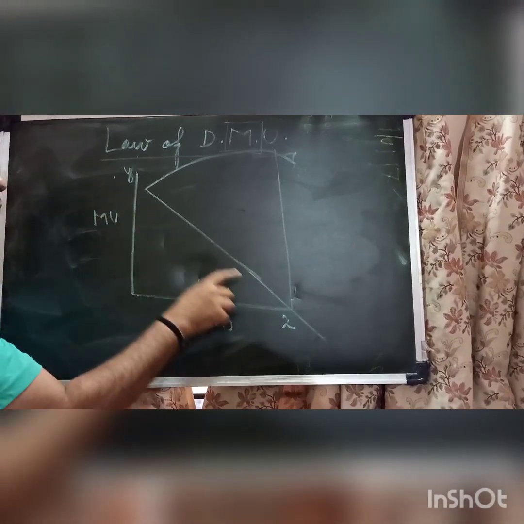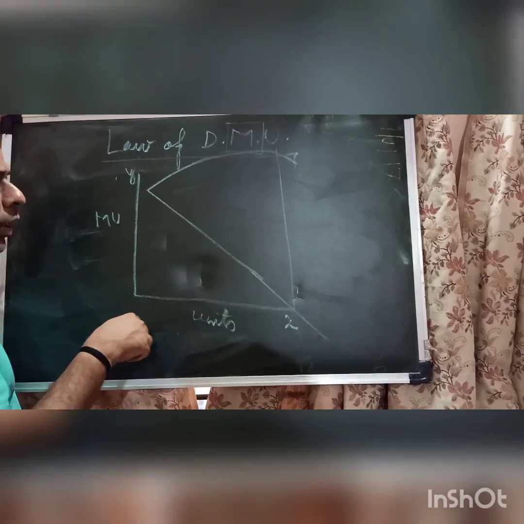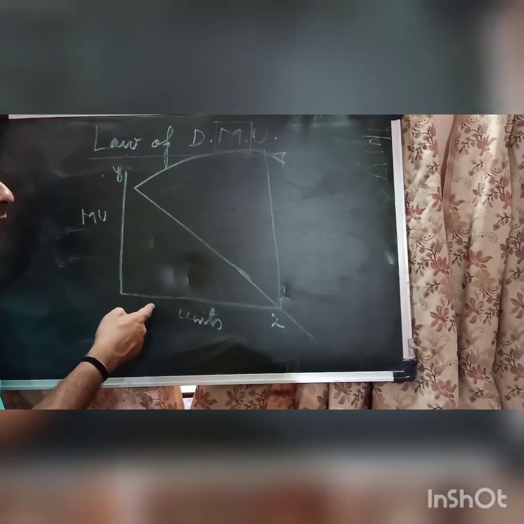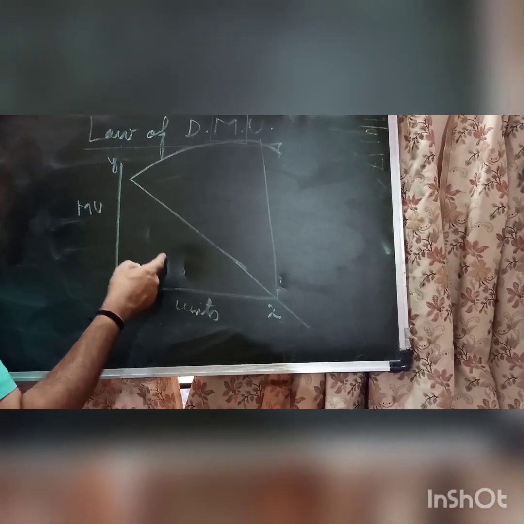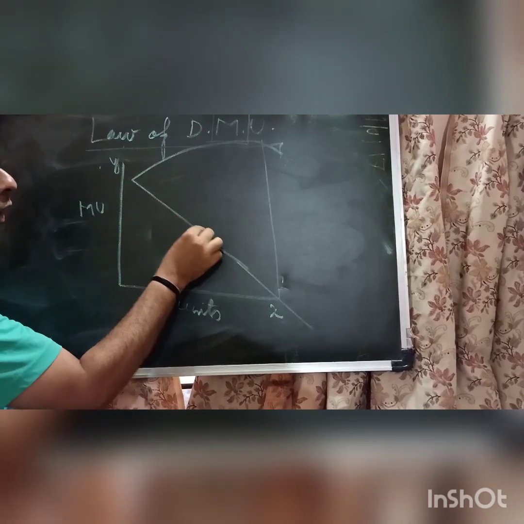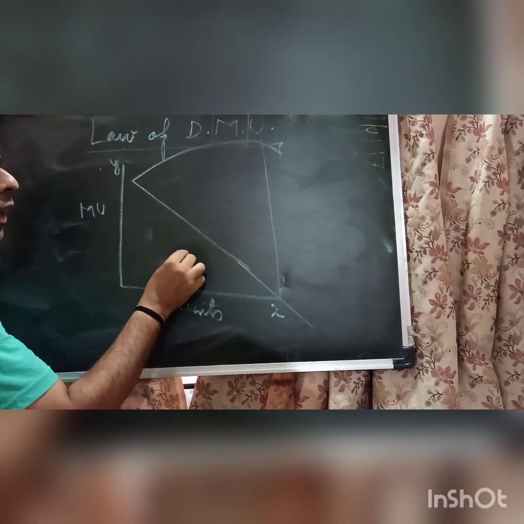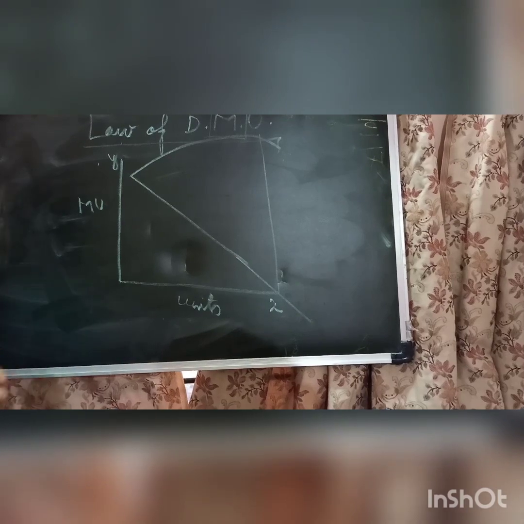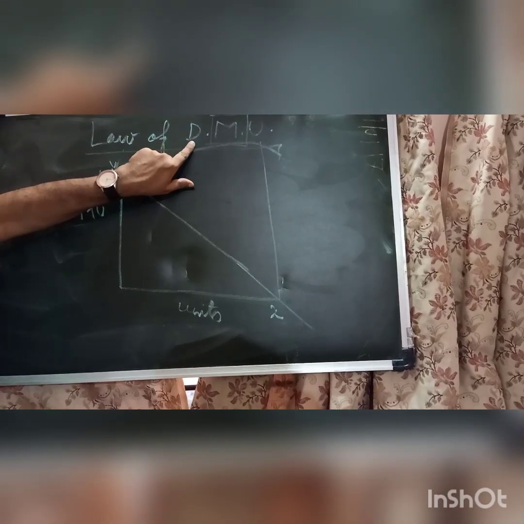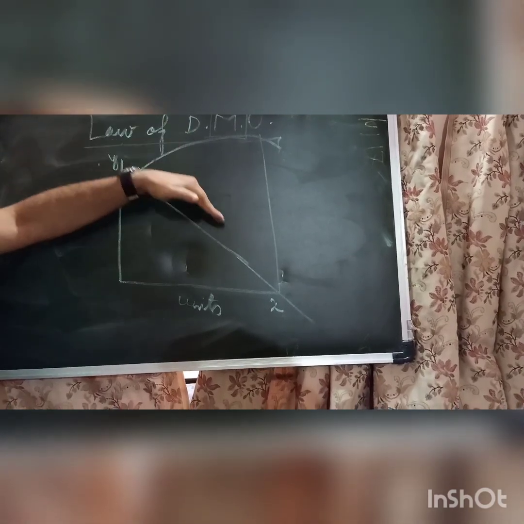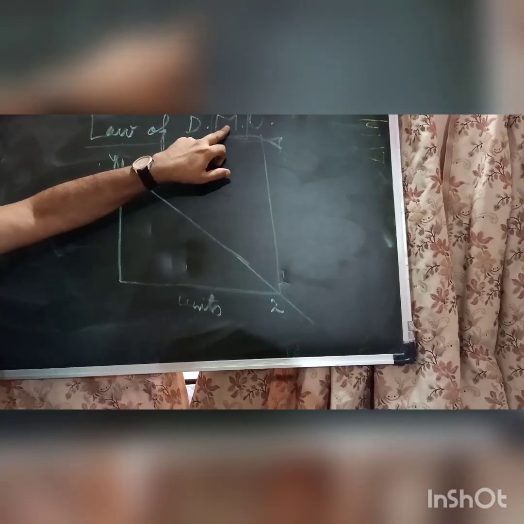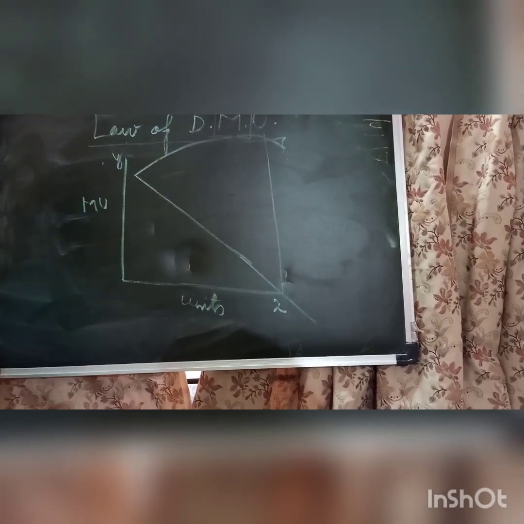So law of diminishing marginal utility says that on consuming the goods which we need, when we keep on consuming, marginal utility comes down. It can never go up. That is why it is said that diminishing means it is going towards 0, the marginal utility.